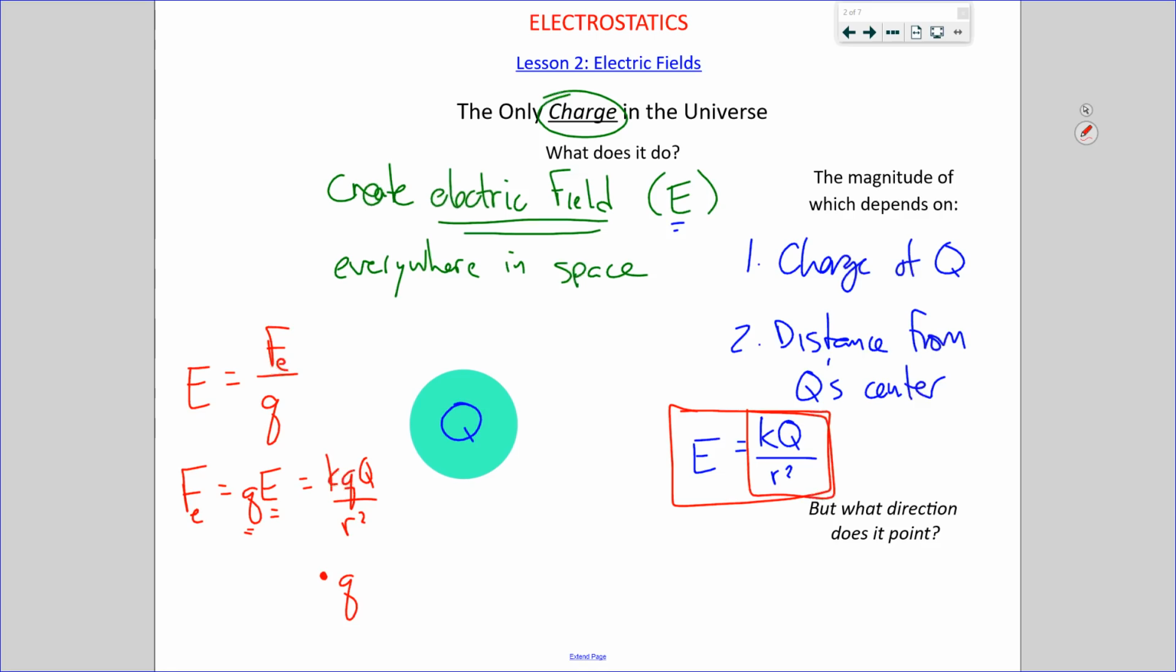Now, here's the deal. What direction does this point? Well, when I say it, I can mean a couple of things: E, the field, the force. The answer is that it depends. If we want to know what direction the force is, we'd have to know what the relative signs of these big Q and little q are. If we want to know what direction the field points there, we have to go by a convention.